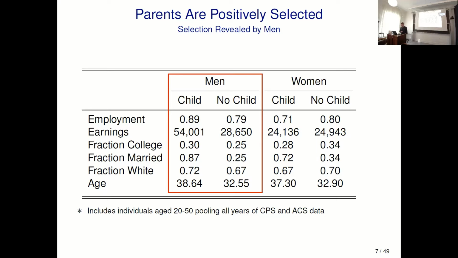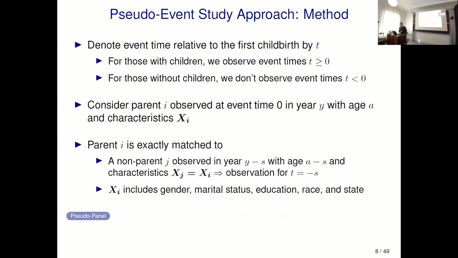So what are we going to do? Well, let me just outline the approach here. As usual, we're going to index time relative to the birth of the first child. So that's event time, and we're going to call that T. In cross-sectional data, we observe people who have children, and we also observe the age of their child. In other words, we know the event time for everyone with a kid. But those are only positive event times because they have kids. So we observe event times T greater than or equal to 0.